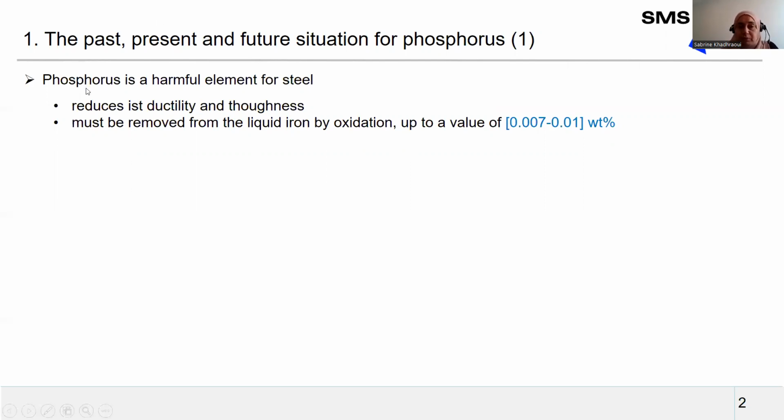So phosphorus is an important and an essential element for life, but for steel workers, it is considered as a problem because it reduces the ductility and toughness of steel. And this is why we have to remove phosphorus from the liquid steel through oxidation reaction, through reacting with the oxygen up to very low value in the range of 70 ppms until 100 ppms.